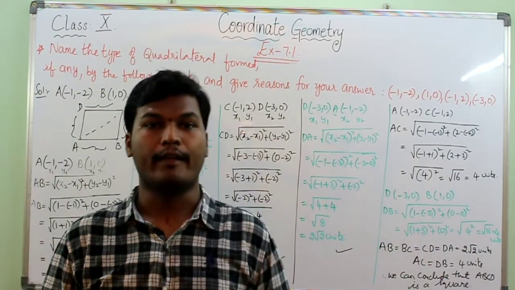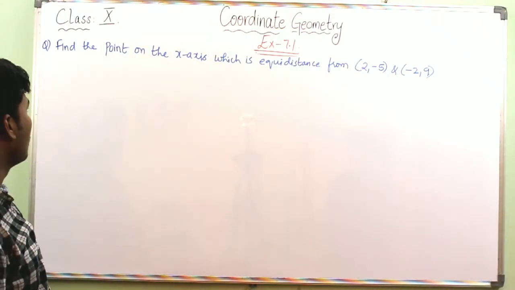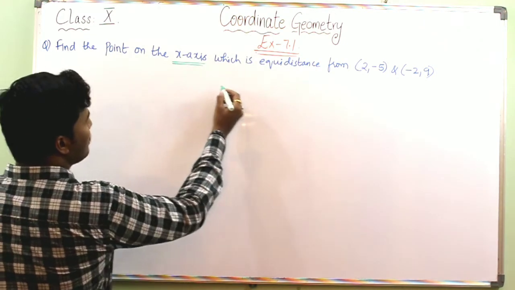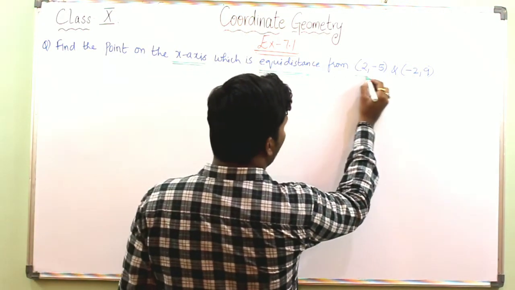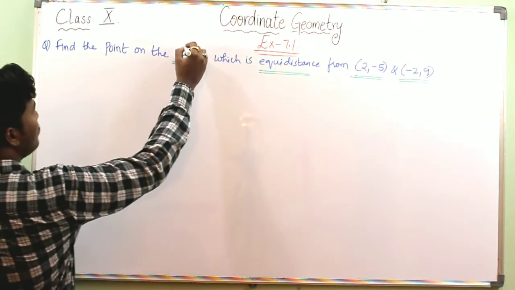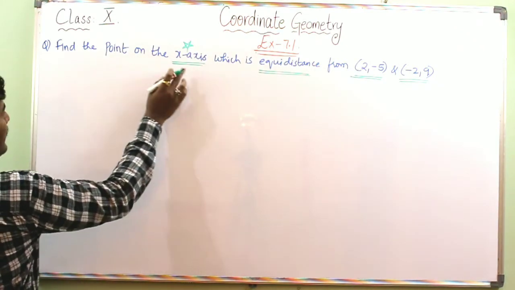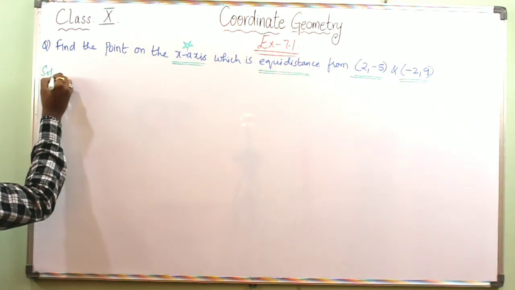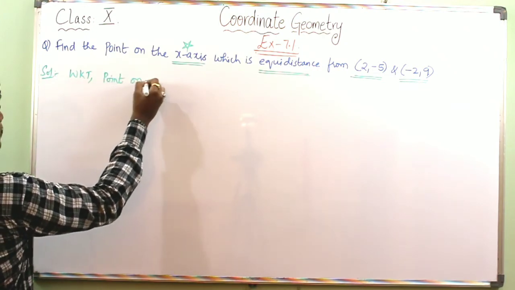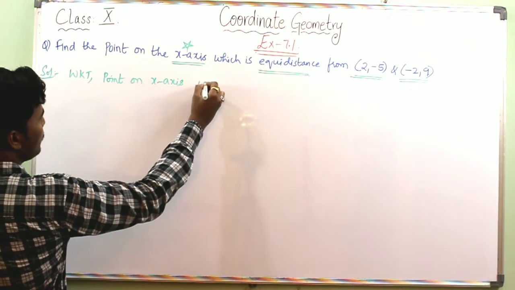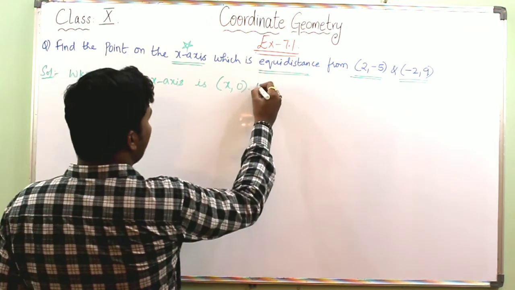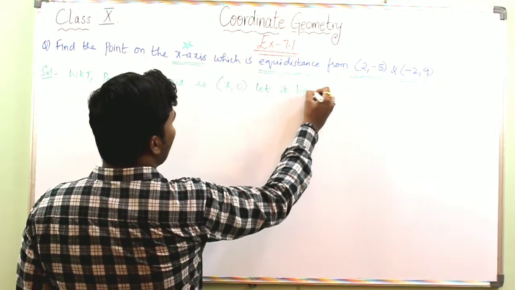Okay, so remaining 2 bits you have, try to solve those 2 and check which type of quadrilateral they form. The next question is, find the point on the x-axis which is equidistant from the given points, that is 2 comma minus 5 and minus 2 comma 9. So here we need to highlight this point on x-axis. So what we know is that a point on x-axis is x comma 0. Okay, let it be P.